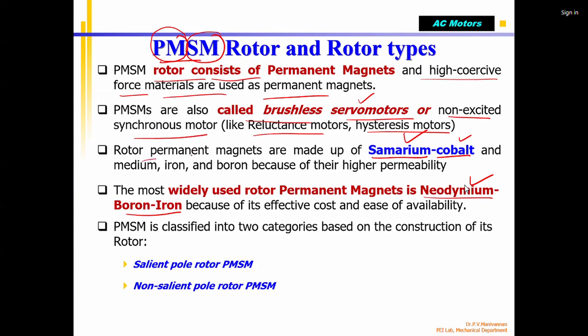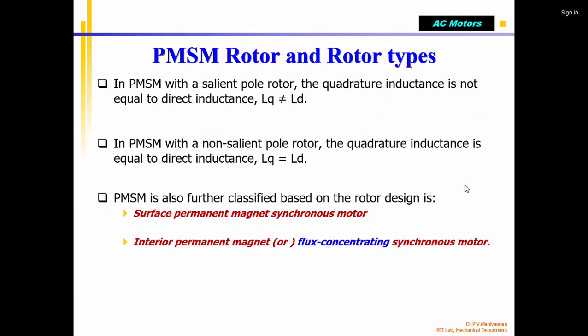The rotor permanent magnets are made of samarium cobalt, or nowadays getting popular is neodymium plus boron iron composition. It is an alloy. Then, depending on the shape of the rotor, one is called a salient pole rotor in PMSM, permanent magnet synchronous motor. The other one is called a non-salient pole rotor, used in PMSM. There are two types: salient pole and non-salient pole.